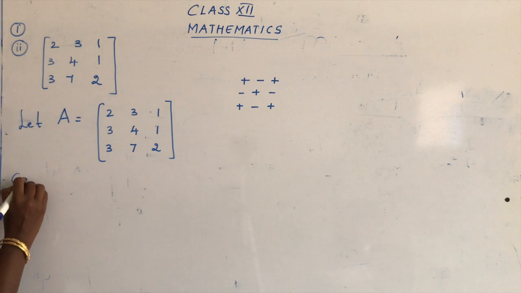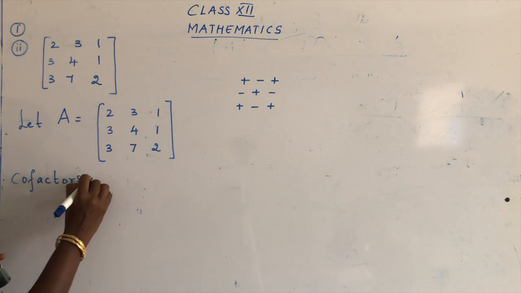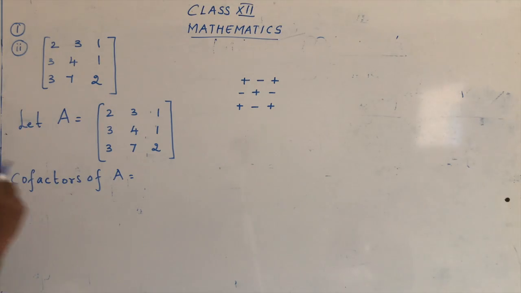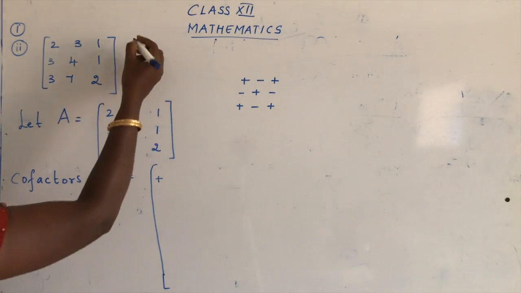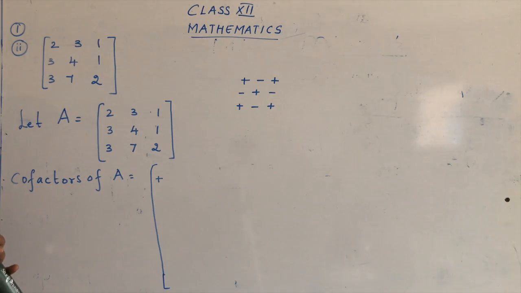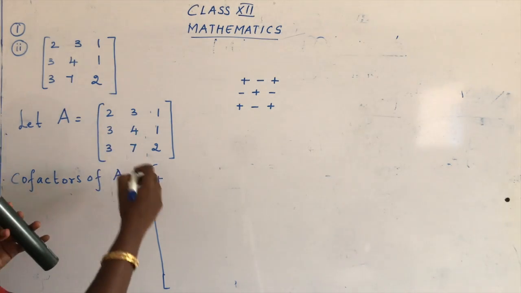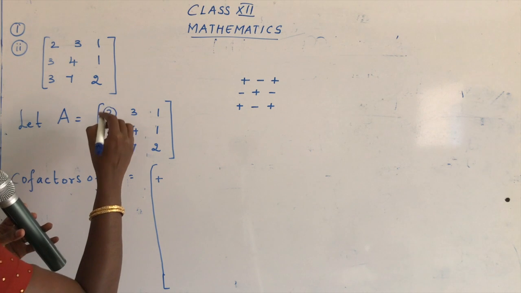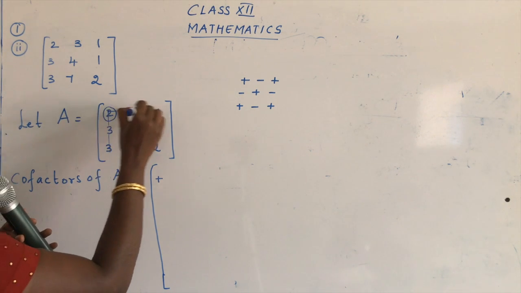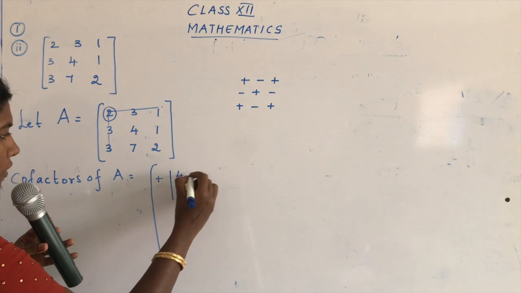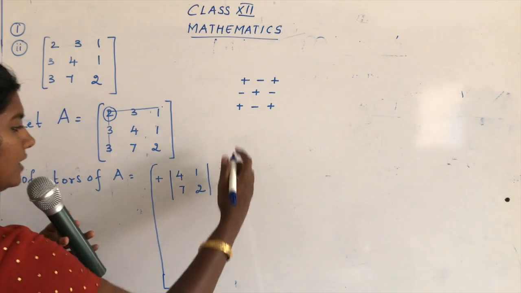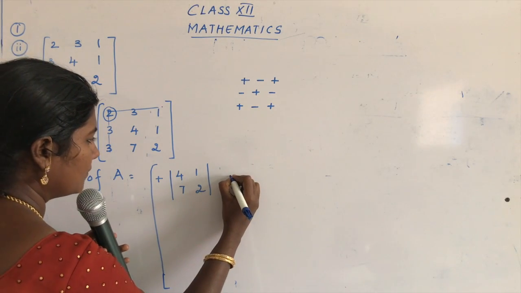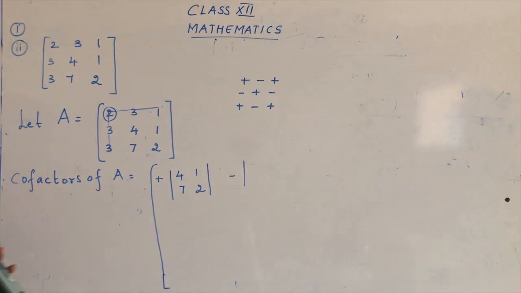I'll write over here, cofactors of A is equal to. Just put a big bracket and let's start. The first sign is plus. For a 2 by 2 matrix, we directly eliminated the row and the column and got the element. But here, since it's a 3 by 3 matrix, for the first number 2, you eliminate the particular row and the column. So what is left now? 4, 1, 7, 2. This is our first part. Now what is the next sign? It's minus. Give proper space, minus, and let's see what numbers are to be filled.